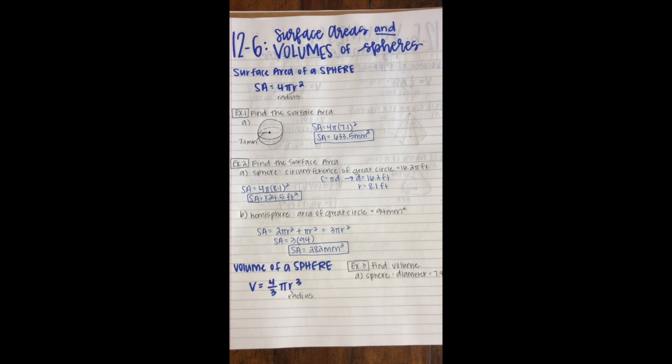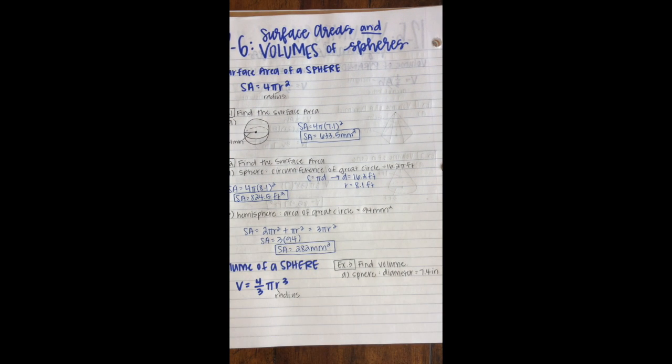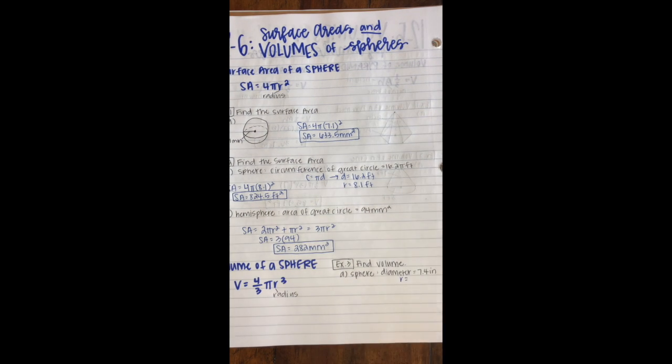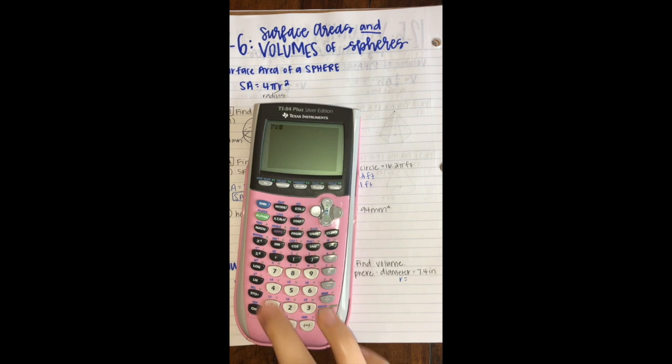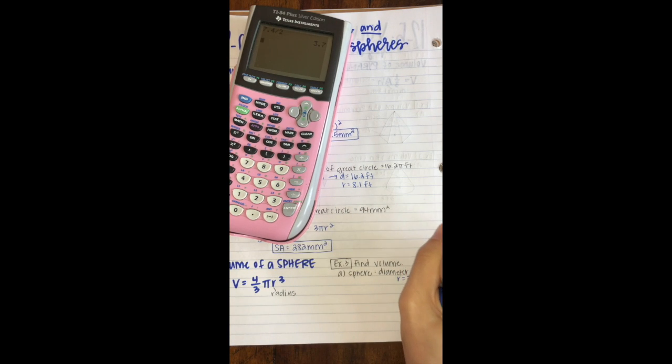Okay, so for volume of a sphere, it's just 4/3 pi r cubed. So we're going to start by finding the volume of a sphere with a diameter of 7.4. We don't need diameter, we need radius. So the first thing I'm going to do is cut that in half. I think it's 3.7. Let's just make sure. Yeah, 3.7. So radius is 3.7 inches.